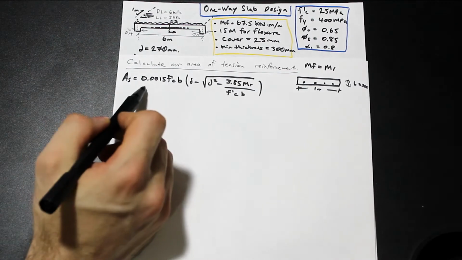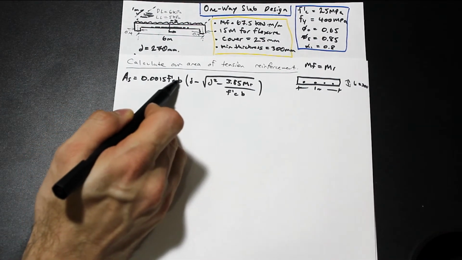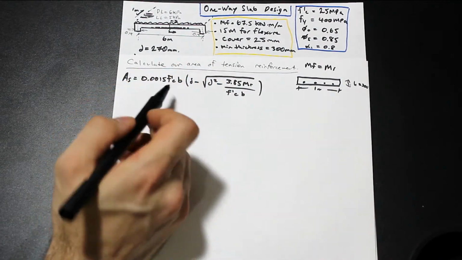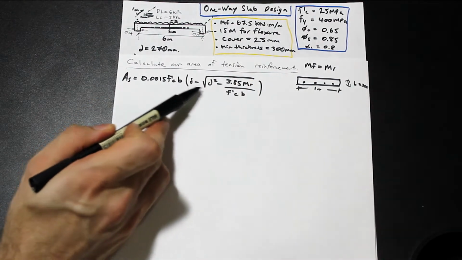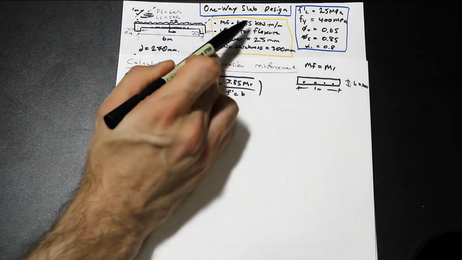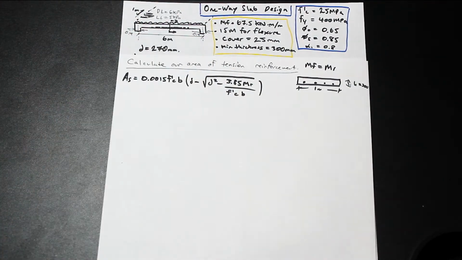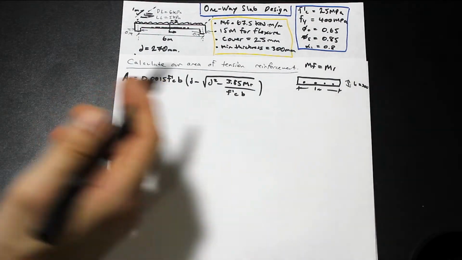What we have here is As, which is the required amount of steel for some width that we choose. B is our width. F prime c is given, that's the compressive strength of the concrete. d is our effective depth. Mr is Mf, which is our design moment. See this section here that we took? That's the section that we're designing for. And f prime c and b are the same there.